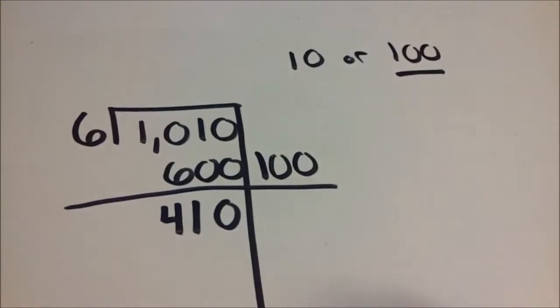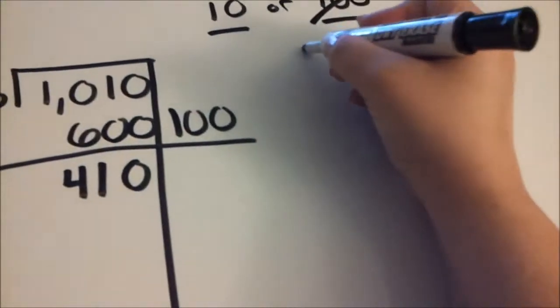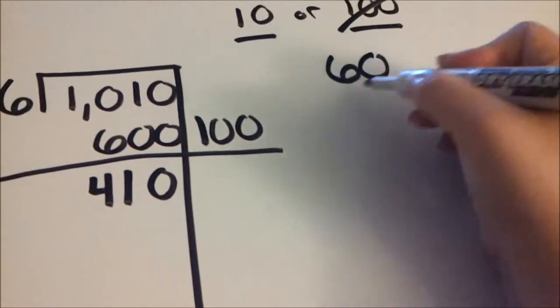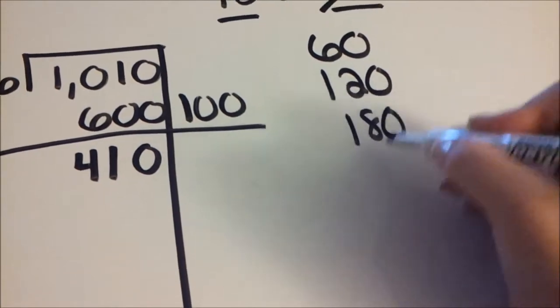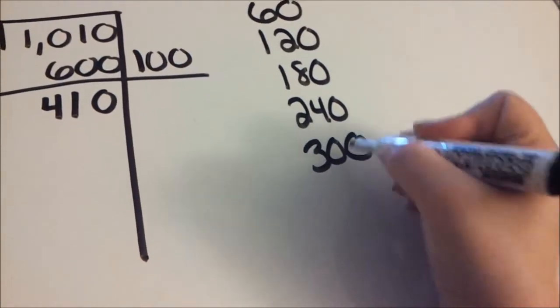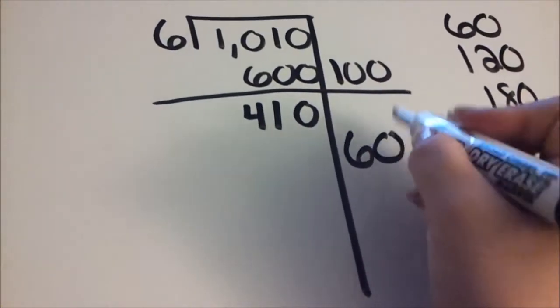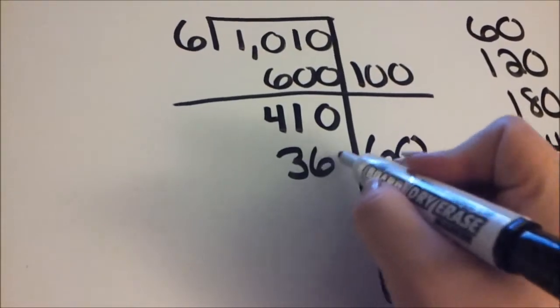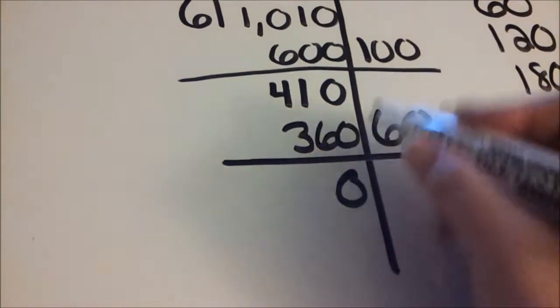Okay, we can't use 100 now, so let's go ahead and use tens. 10 times 6 is 60. That's not enough. Then times 20 is 120, times 30 is 180, times 40 is 240, times 50 is 300, and times 60 is 360. Let's use that. 60 times 6 is 360. Let's subtract. That's going to give us 50.